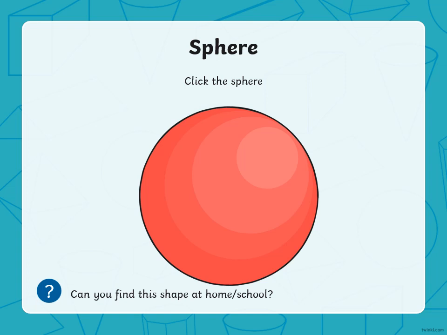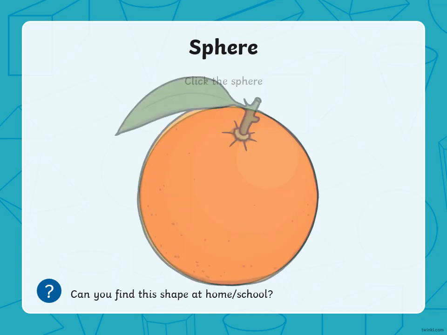Sphere. Let's have a look at the sphere. Can you find this shape at home or school? Let's have a look. Oh, this sphere, we could find an orange. I wonder if you can find a different sphere at home. Have a think where you might go and find one and pause the video. Go and collect it. Check that it's okay with mum and dad. It has to be small enough and not breakable that it can go into the bag, and then come back. So pause the video, go and get your sphere and come back.